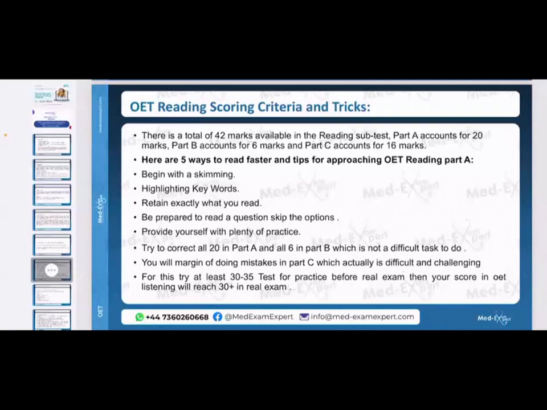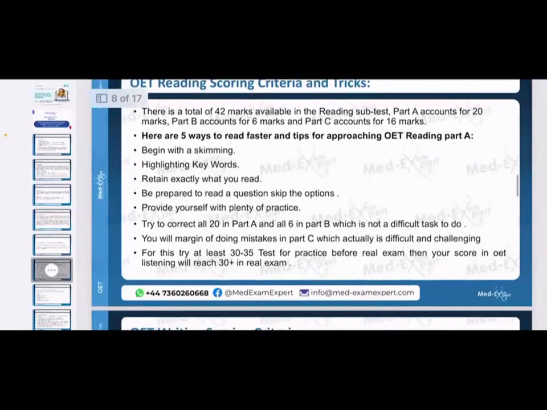Highlighting keywords. It is a better idea to highlight the keywords which have been asked in the reading module, so that it would be easy for you to find your answer, because 80% of the time your answer is around the keyword which is mentioned in the passage. Okay, so some of the times, I would say 80%, 85% of the time, it is around that keyword.